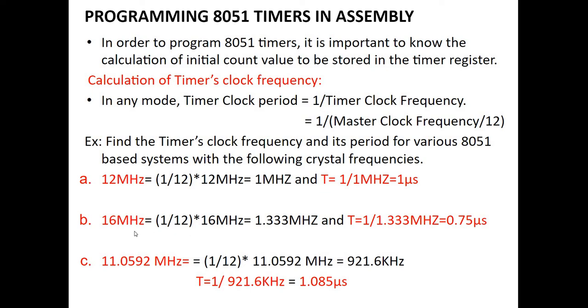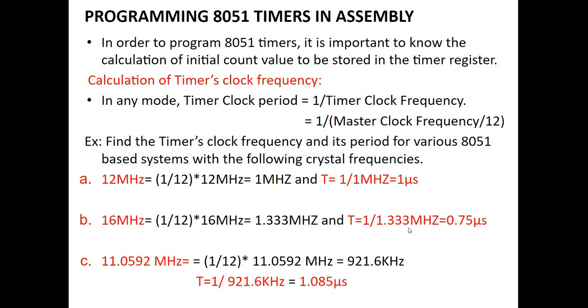And next, if we consider 16 megahertz, first we need to divide the master clock frequency by 12. Here in this case the master clock frequency is 16 megahertz. So 16 megahertz divided by 12 gives 1.33 megahertz. And if we take the reciprocal of this frequency, we get 0.75 microsecond.